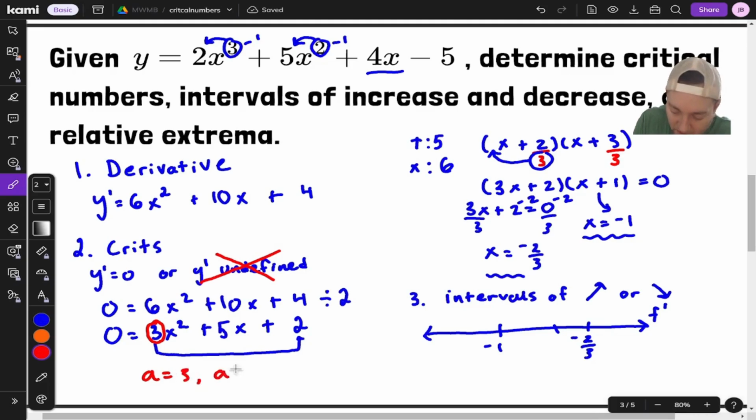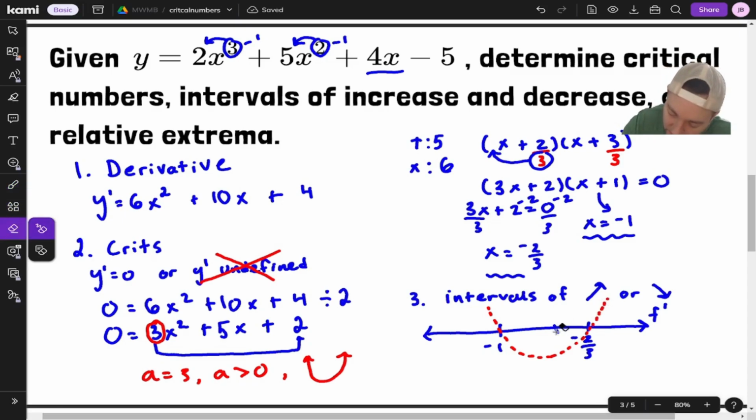So that's a positive a value. A is greater than 0. That means that the graph opens up or looks like this. So if you were to graph that derivative, it would have two x-intercepts. They would be -1 and -2/3. So I can actually dot this quadratic on here just like that.